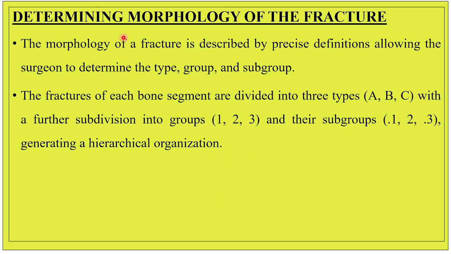Coming to the determination of morphology of a fracture, the morphology is described by precise definitions, allowing surgeons to determine the type, group, and subgroup. The fracture of each bone segment is divided into 3 types, type A, type B, and type C, with a further subdivision into groups, group 1, group 2, and group 3, and their subgroups, 0.1, 0.2, and 0.3, generating a hierarchical organization.